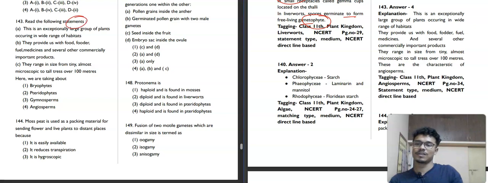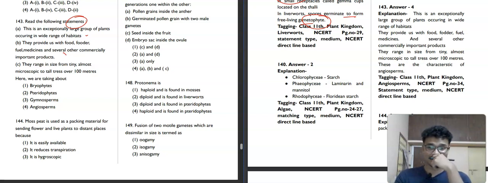Read the following statements. This is an exceptionally large group of plants occurring in a wide range of habitats. They provide us with food, fodder, fuel, medicine and several other commercially important products. They range in size from tiny, almost microscopic, to tall trees over 100 meters. Here we are talking about what?